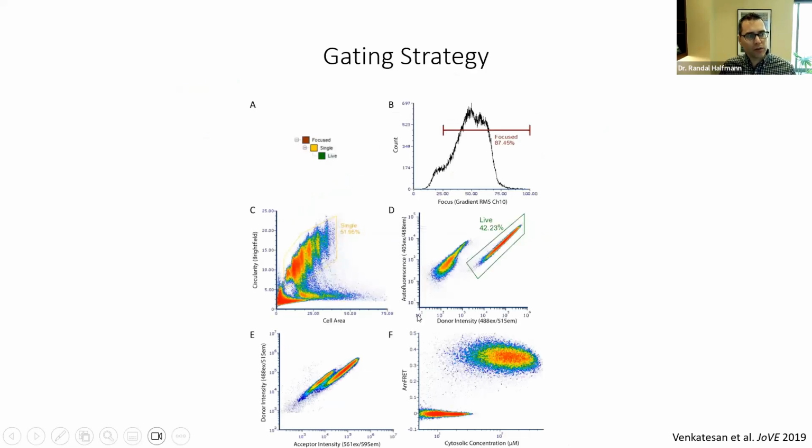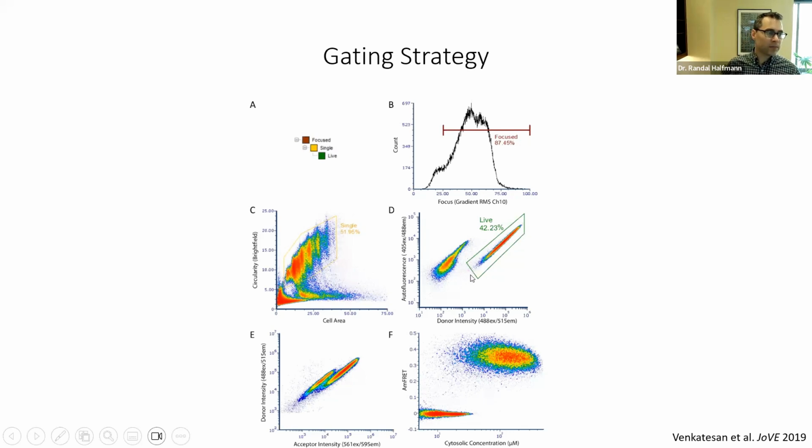So briefly, how we actually analyze the data after collecting it on flow cytometry. If this were imaging flow cytometry, you're going to start by looking at just the cells that are in focus. You're going to take just the circular, so the spherical events, and that's this panel C. And importantly, that's eliminating debris and also clumps of cells. You don't want to analyze multiple cells simultaneously, so we're getting single cells. We're looking at just the live population, so we're using autofluorescence in this case to gate out the dead or dying cells.